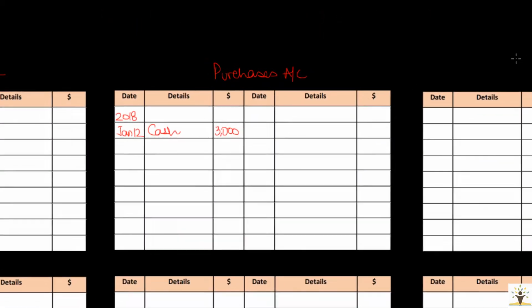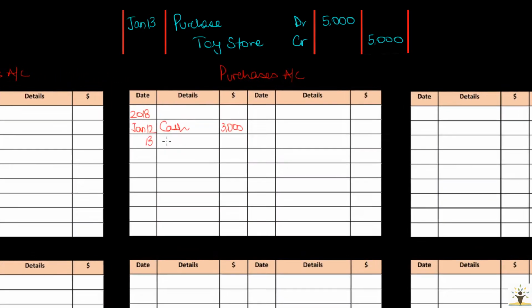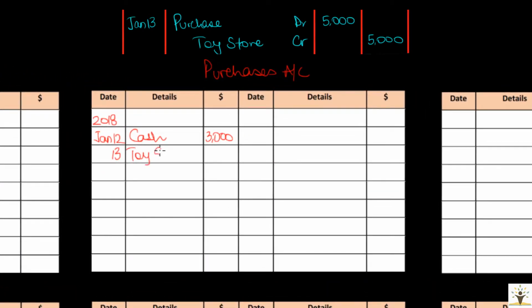Next, goods were purchased on credit from toy store. Purchase is debited. Go to the purchase account debit side, Jan 13. Details will be toy store and 5,000 in the amount column.